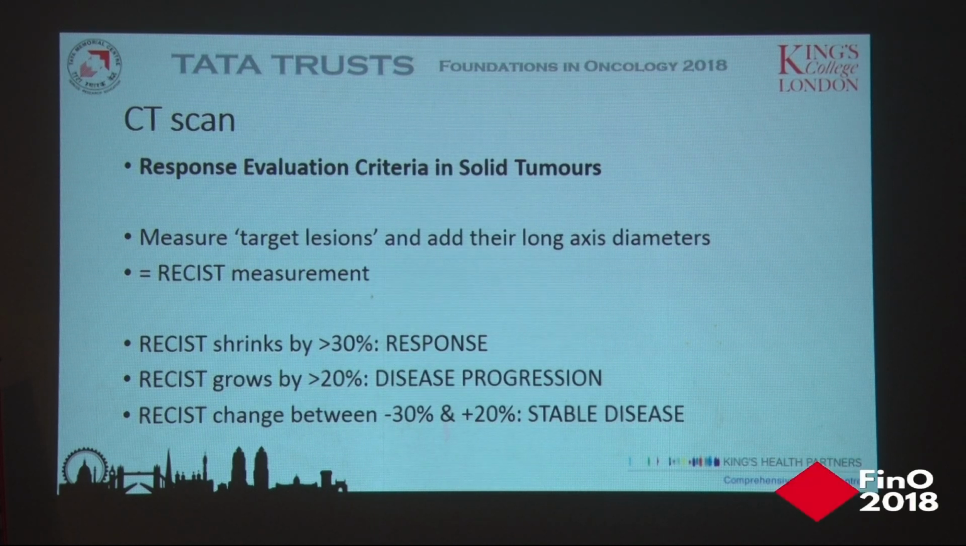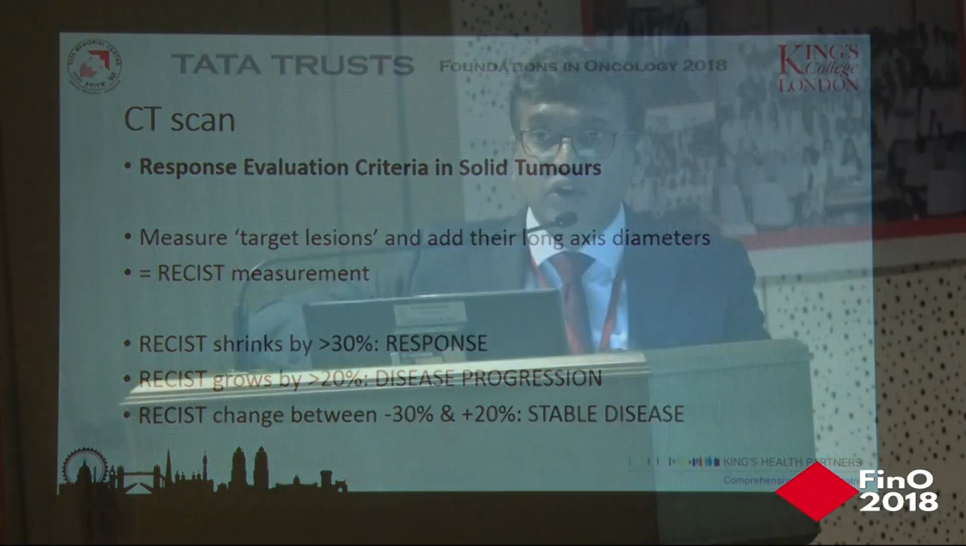It should be at least more than 2 centimeters in size. And what you do is measure the long axis of each of the lesions and add them together. Okay, so you get a number. So that will serve as a baseline measurement. And then you give them chemotherapy, say 3 cycles of chemotherapy or hormone treatment or whatever, and then repeat a scan in 3 months' time.